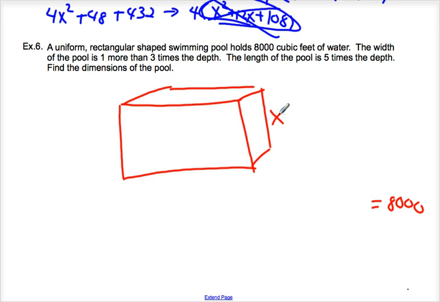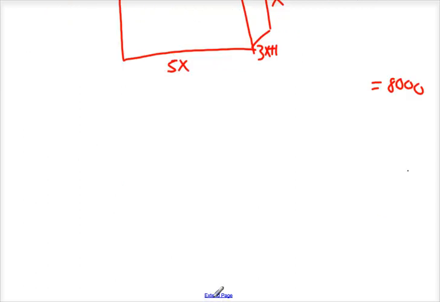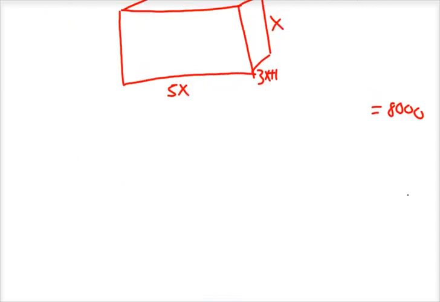The width of the pool is 1 more than 3 times the depth. So that'd be 3x plus 1. Obviously, I didn't draw this one to scale. I should have made this a lot wider. But 1 more than 3 times the depth is the same as 3 times the depth plus 1. And the length is 5 times the depth, so that's 5x. So we've got the same problem here that we did up there.